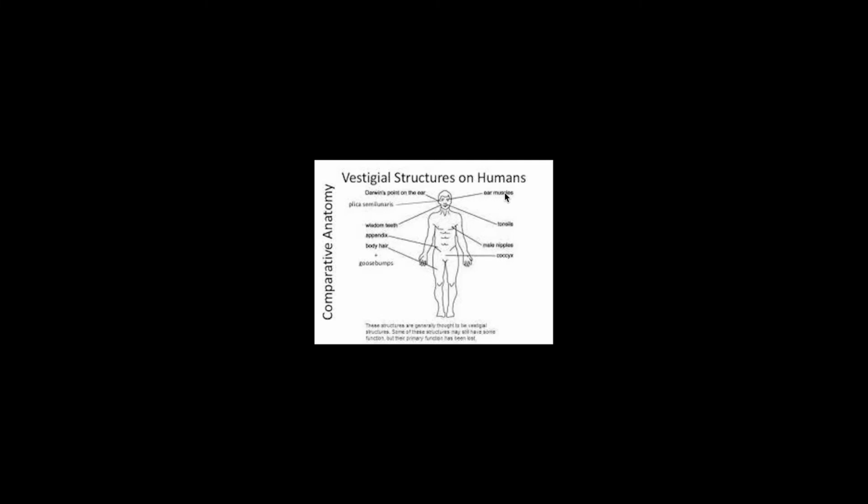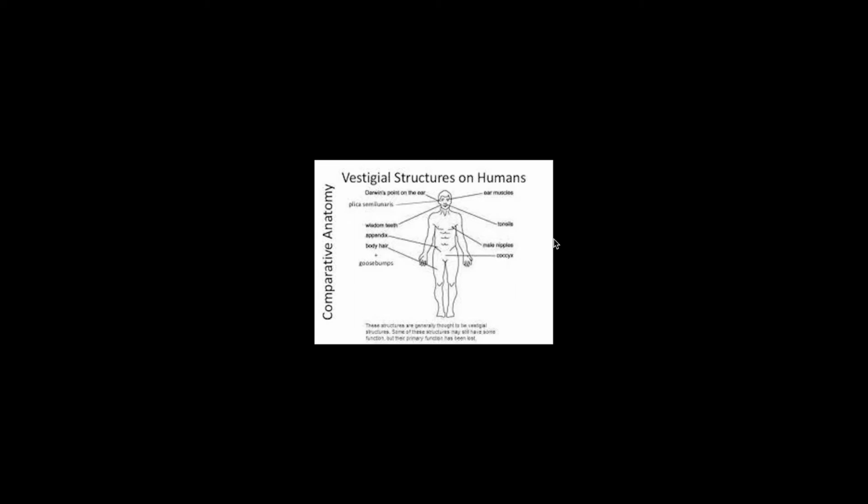We have ear muscles, which are the muscles behind our ears. Some people have them and some people don't. Those people who are able to wiggle their ears still have them. That's vestigial. Most of us don't. I know I don't. Tonsils are also vestigial. They really provide no function at all. Male nipples are also a vestigial structure. Then there's the coccyx, which is your tailbone. All mammals used to have a tail, or all mammals have a tail. Humans have lost their tail over time.